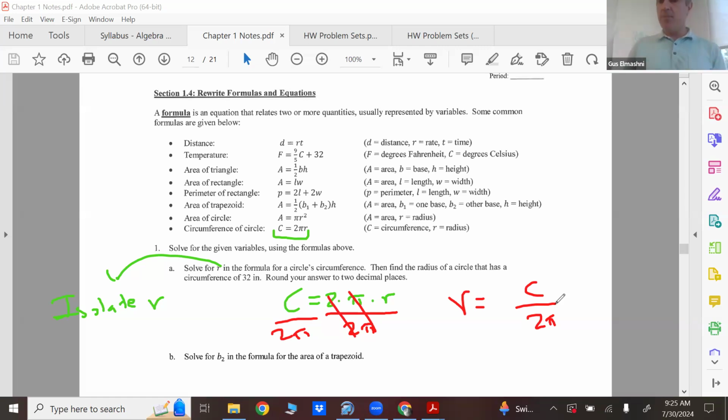So we're going to be working on that repeatedly. How do you isolate variables? Just do what's the opposite. 2 and pi are multiplied by r, so divide by 2 pi. And now r is by itself. You're good.